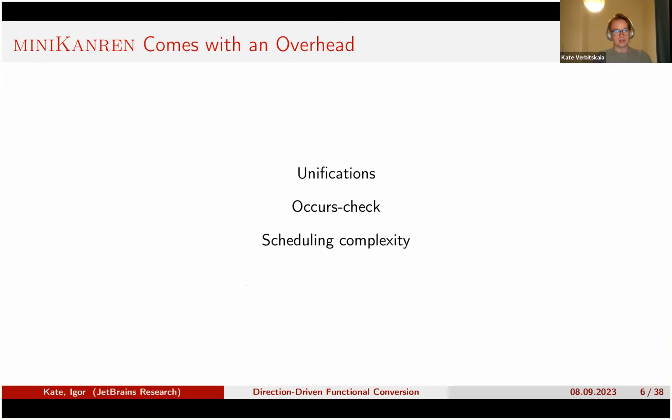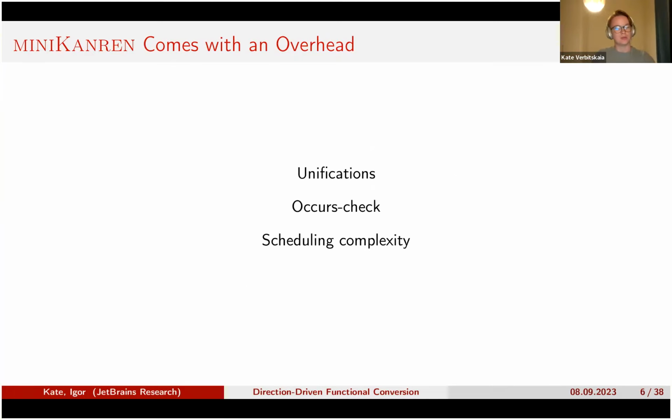Unfortunately, when you run miniKanren in any direction, it always comes with an overhead, which we already discussed at length, right? So we have unifications, which are costly, occurs checks, which are even more costly. We have scheduling complexity, which is another big thing which impacts the efficiency. And what we would like to do is get rid of as much overhead as possible.